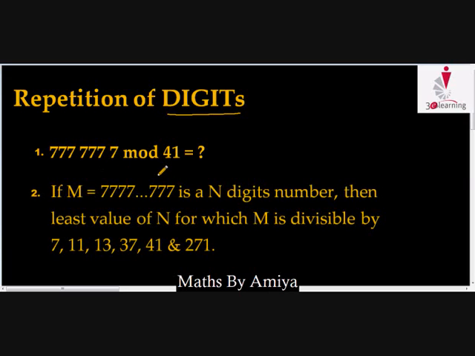Our second question is, if m is an n-digit number, a repetition of 7 or any digit, then what is the least value of n for which this m is divisible by 7, 11, 13, 37, 41 and 271? So we want the least value of n for which the repetition is divisible by all these 6 primes.